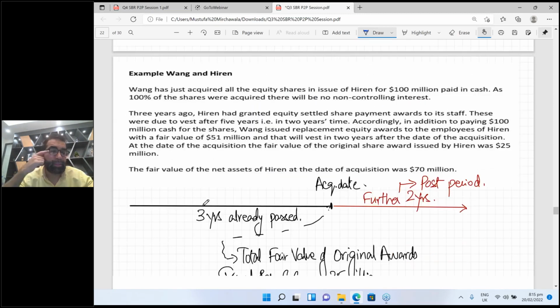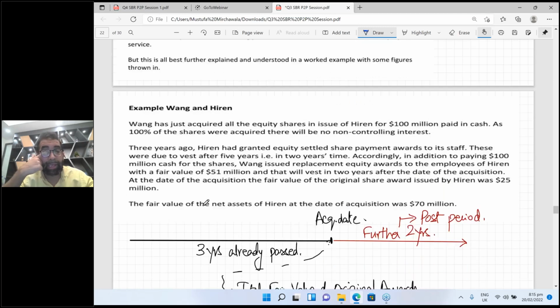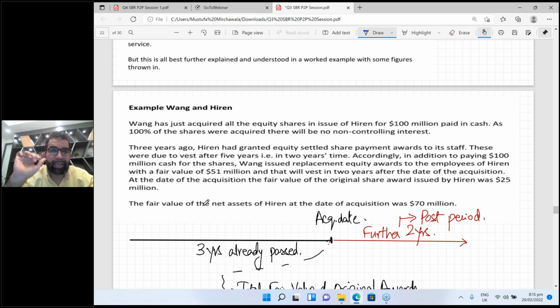Wang has just acquired all the equity shares in Hiren. That means Wang is the parent, H is the subsidiary. Okay, for $100 million paid in cash. Cash consideration, very simple. Investment debit, cash credit. No worries. As 100% of the shares were acquired, there will be no non-controlling interest.